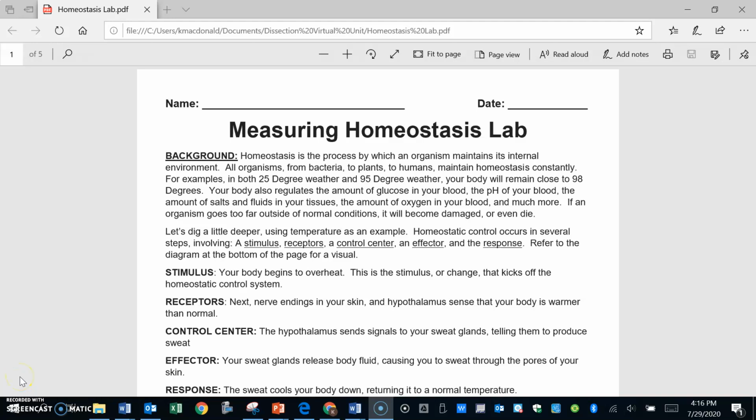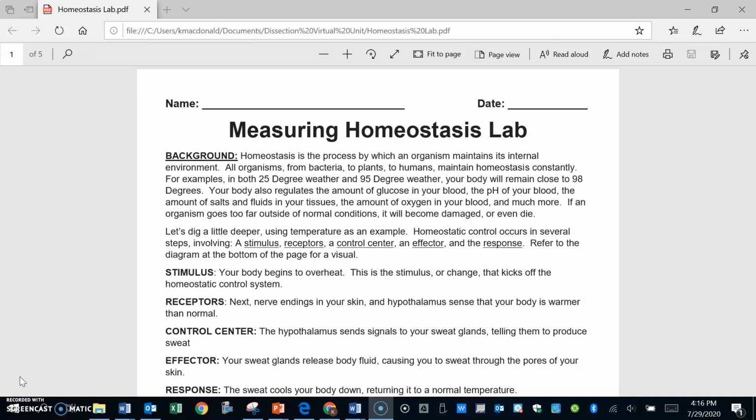In this assignment, you are going to be creating a measuring homeostasis lab. We just talked about what homeostasis was, the process where an organism maintains its internal environment. And all organisms maintain homeostasis constantly.